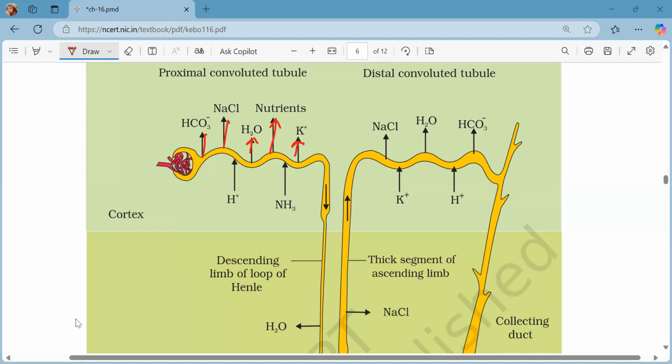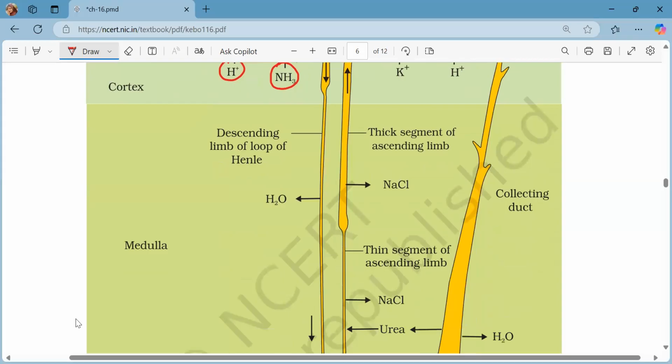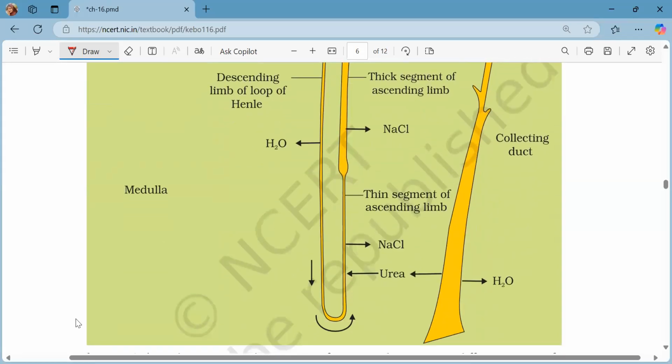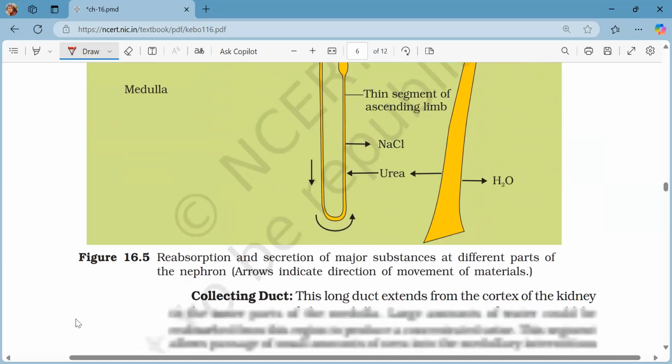So here the hydrogen ion and the ammonia are selectively secreted inside. Whereas all of these, like the bicarbonate, the sodium chloride, the nutrients, are reabsorbed. So this is what happens. Remember that maximum reabsorption takes place from PCT. Then in the descending limb of Henle, water is taken away, but NaCl, that is the salt, is selectively secreted.